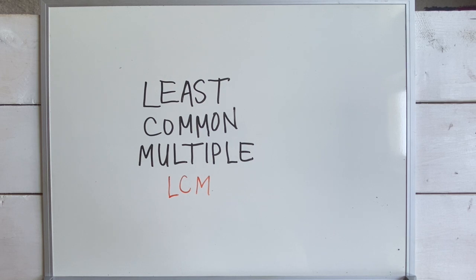Today I'm going to talk about least common multiples and we're going to look at some problems that are really least common multiple problems in disguise. Let's have a look. Let's begin with the definition of least common multiple. When we have two or more numbers, the LCM is the smallest number that is a multiple of both numbers.